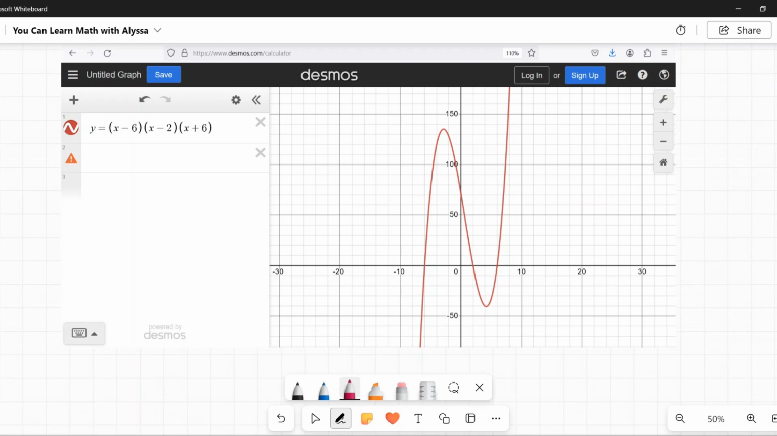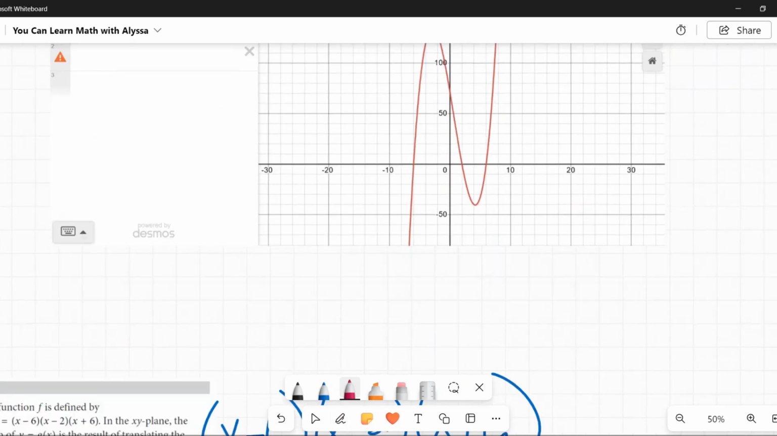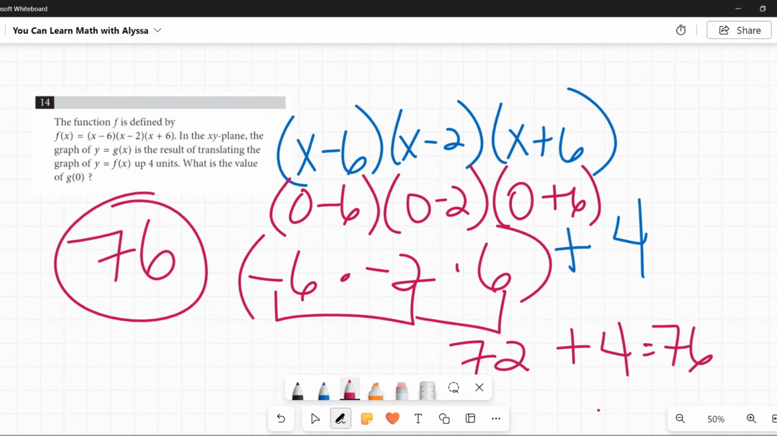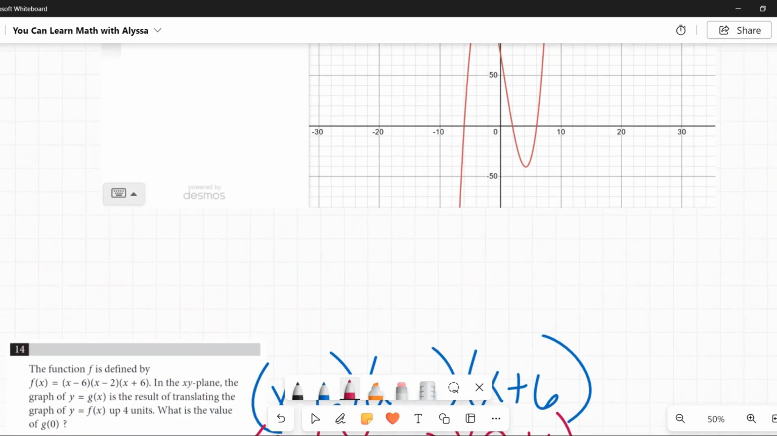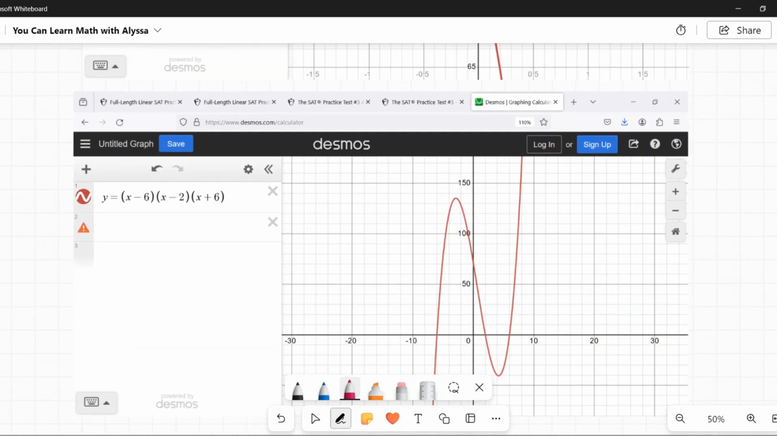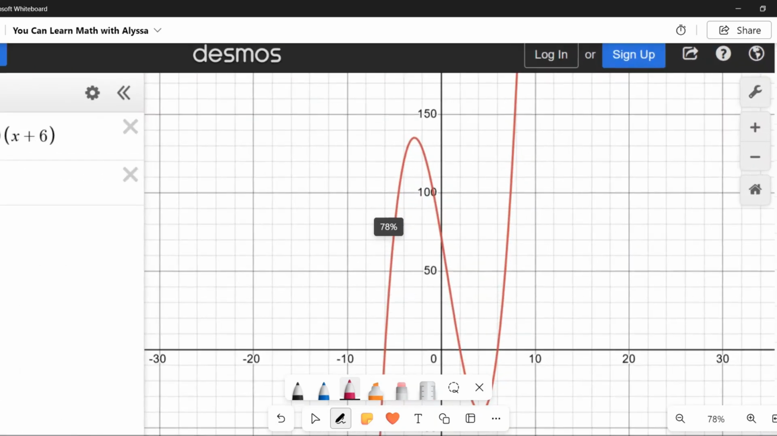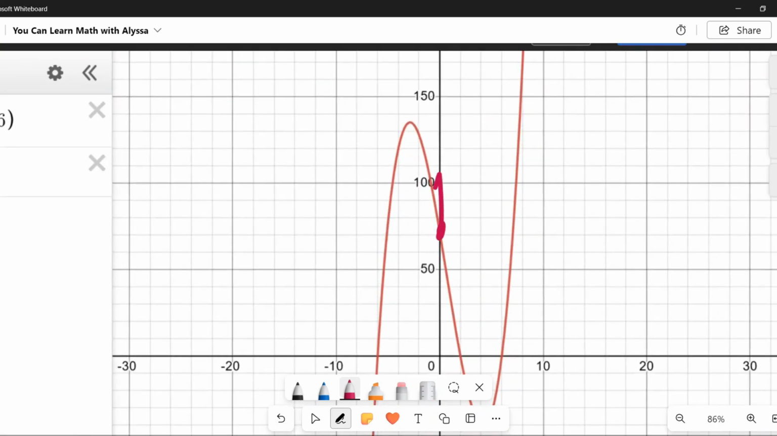But what you are looking for, because when it says moved up 4 units, what is the value of g of 0? So, okay, if this whole thing was moved up 4, that means every point is moved up 4. This point goes up 4. This point goes up 4. Every single point here is going to go up 4, and that gives me my new g of x.